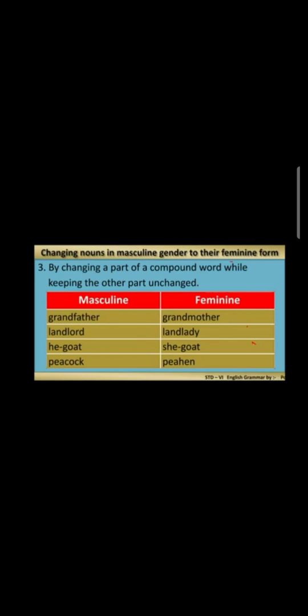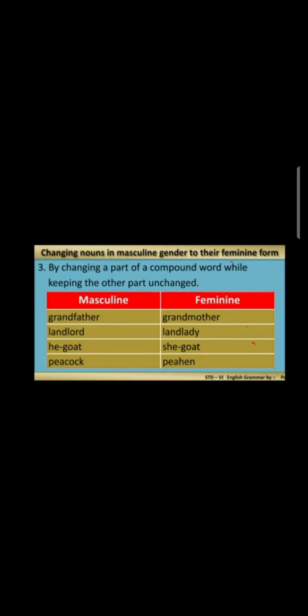By changing a part of a compound word while keeping the other part unchanged, which means by adding another word to the feminine noun to make a compound word. Look at the example: grandfather, grandmother, landlord, landlady, he goat, she goat, peacock, peahen. So these are the examples for this third way.